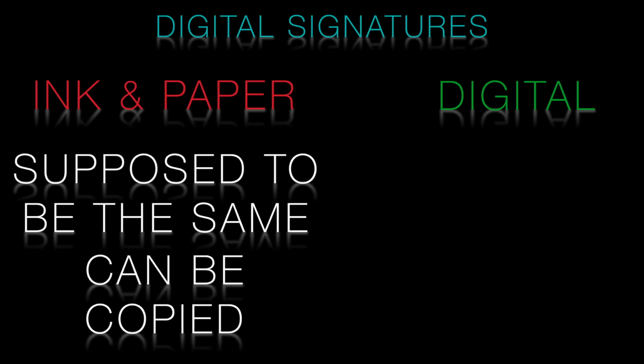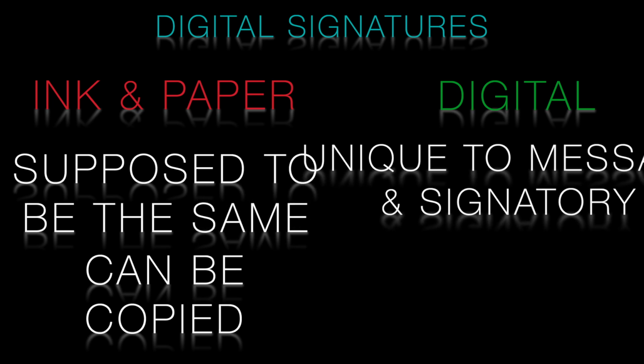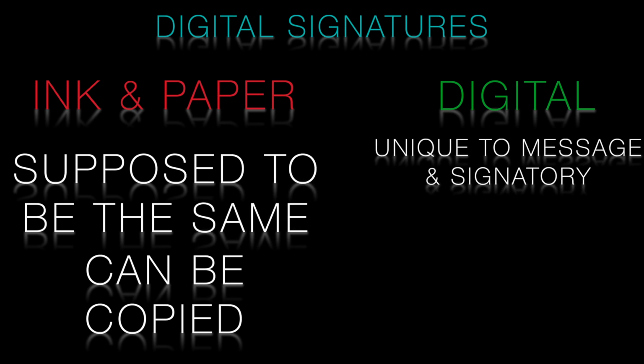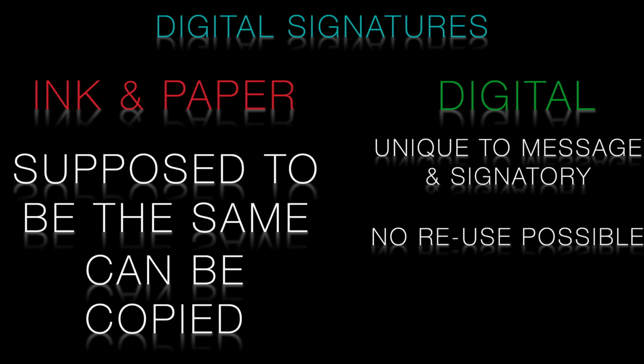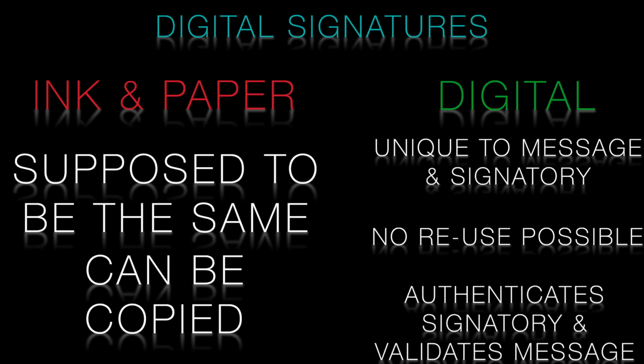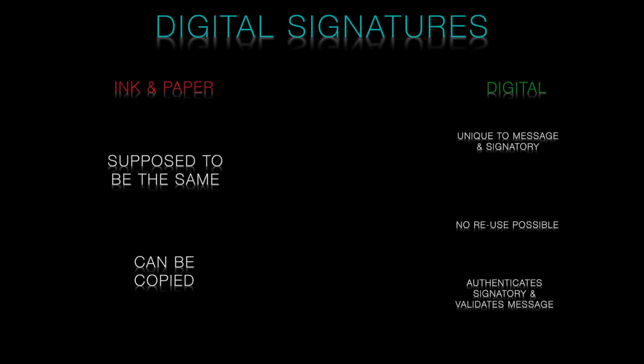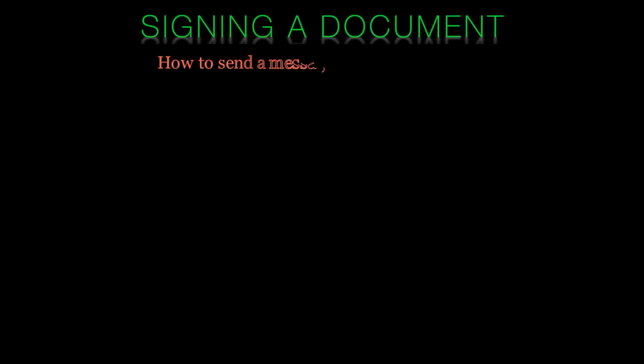But a digital signature is unique to both the message and the signatory. So a digital signature is useful in that it links the message and the sender in such a way that it proves that the sender has sent it and the message sent has not been tampered with or altered by any other party. Let's see how. First, we start with the message.